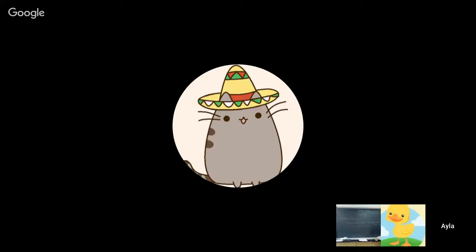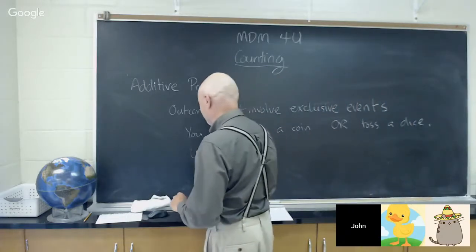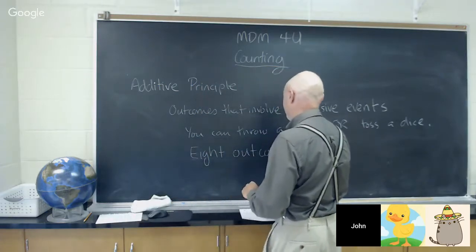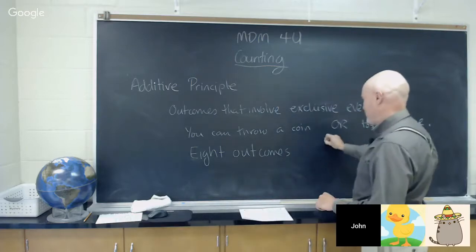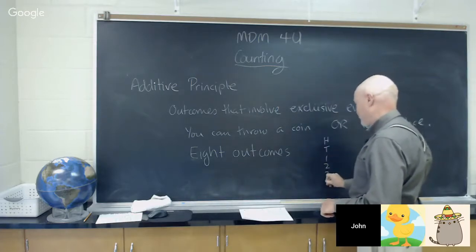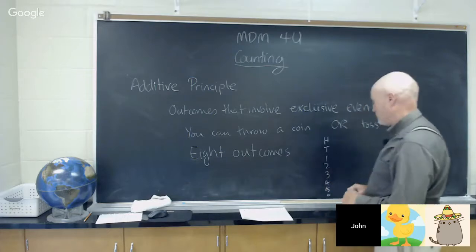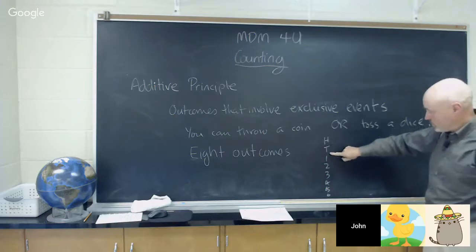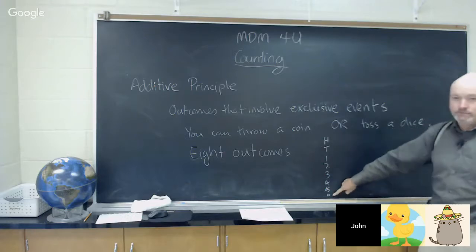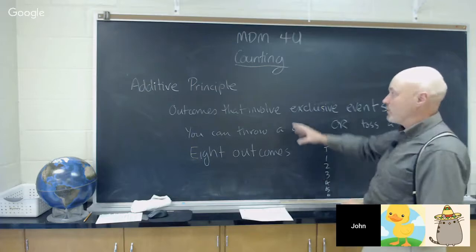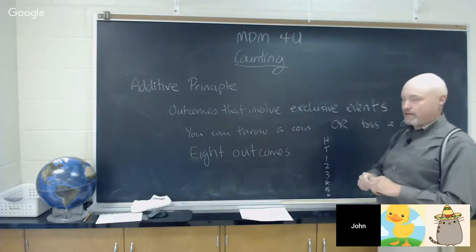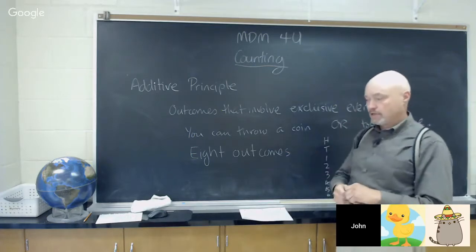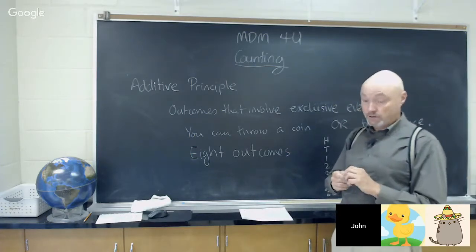8. 8 possible outcomes. Yes, there we go. So you could get heads, tails, 1, 2, 3, 4, 5, or 6. Okay, but you can't get like a 1 and a head. So there's 1, 2, 3, 4, 8. There are 8 possible outcomes. So these are exclusive of one another. We use the additive principle here, and that's it. That's all we're doing for today as far as counting goes.